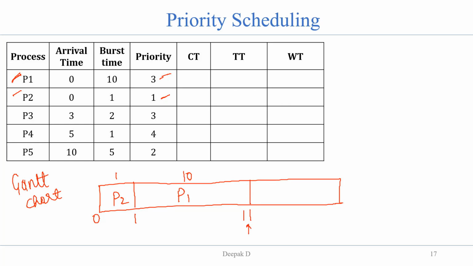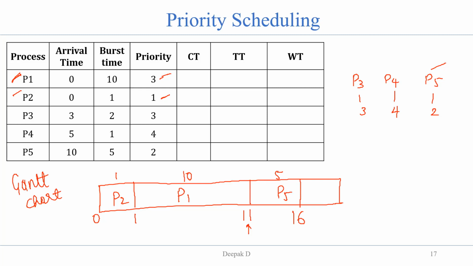All other processes had arrived and they are waiting in the ready queue. So which are there? P3, P4 and P5. These 3 processes have arrived and they are waiting in the ready queue, and the priority values are 3, 4 and 2. Now you need to pick the higher priority process, that is P5 is having the higher priority. What is the burst time for P5? It is 5. So now the process is executed for 5 milliseconds. Now it is 16 here.